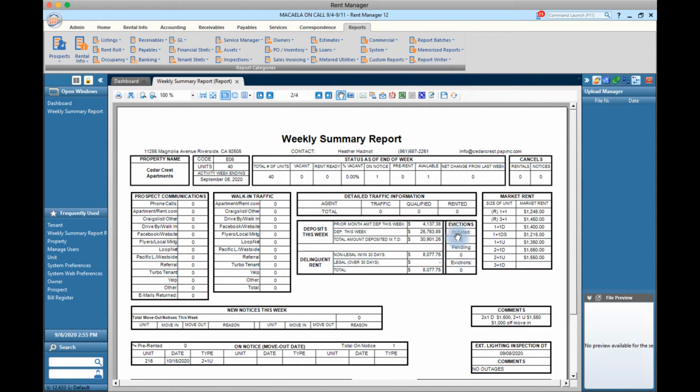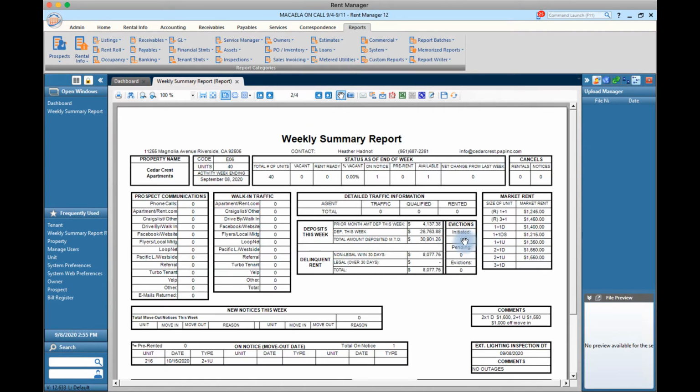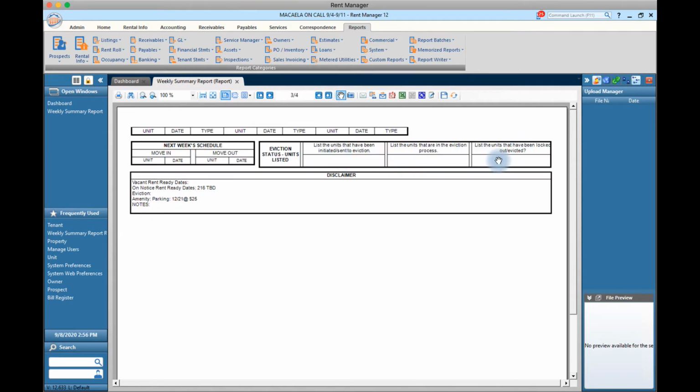Right here we also have evictions, so whether we just initiated it, whether it's in the pending stage, so we're going through that court process right now, and then this last stage is evictions, people who have been locked out. So this section right here goes hand in hand on the next page with right here. So if we had one in any of these areas, what we'd see on the next page is that unit number also in this area right here.